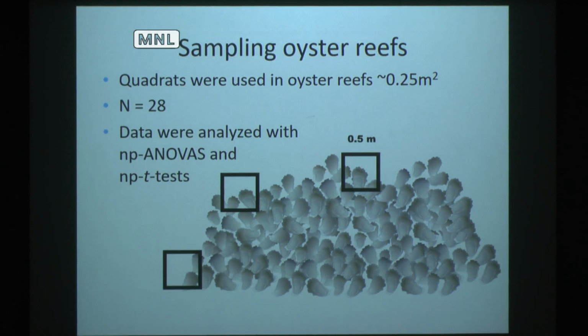So on the oyster reefs, I used quadrats of 0.5 by 0.5 meters. And I sampled the top of the reef, which was considered the highest point of elevation in the reef. I also sampled the bottom of the reef, which was considered the edge, or where oysters were starting to become sparse on the reef. And the middle, which was halfway in between these 2 locations. And the data were analyzed with NP-ANOVAs and NP t-tests.